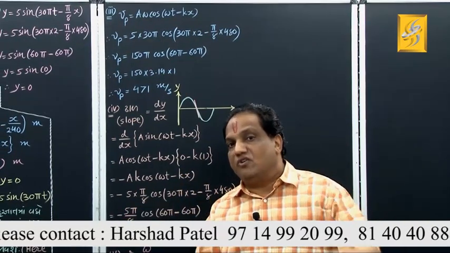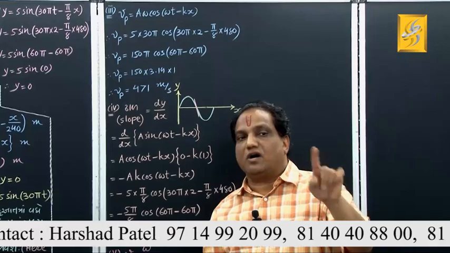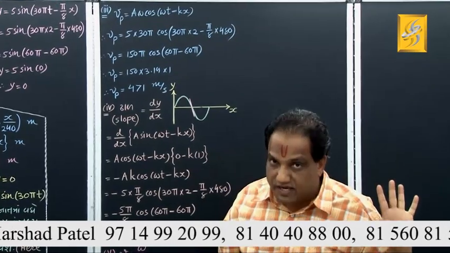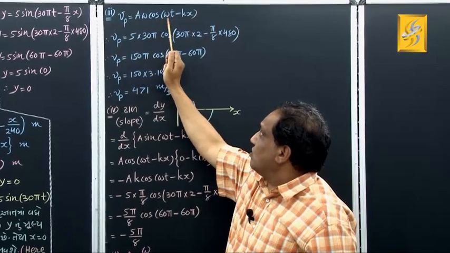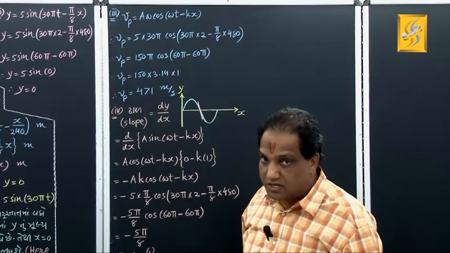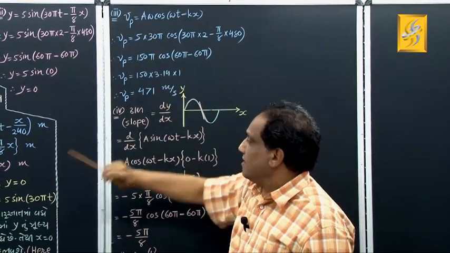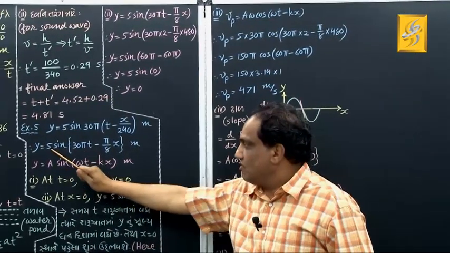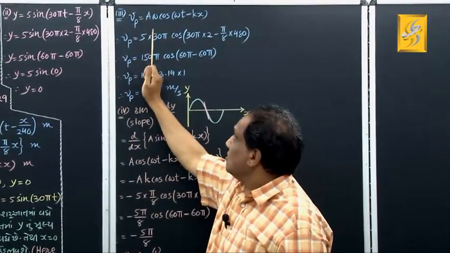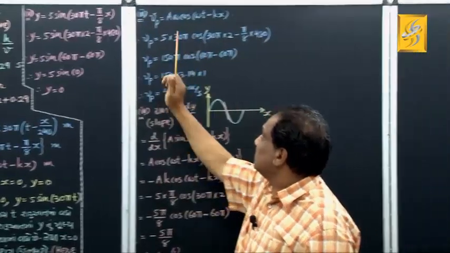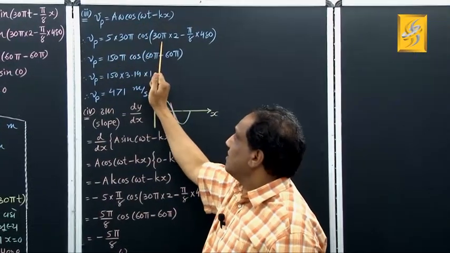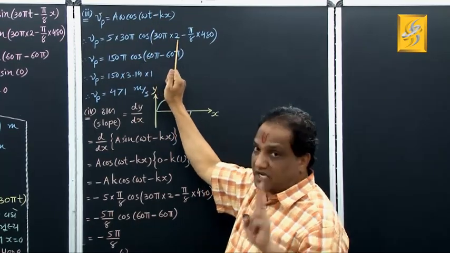What was that formula? Vp equals A omega cos of (omega t minus kx). Remembered? Put in all the values. A is 5 meter. Omega is 30 pi radian per second. Time is given as 2 seconds.